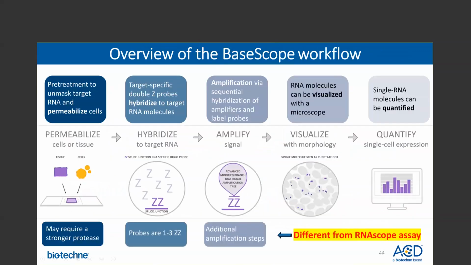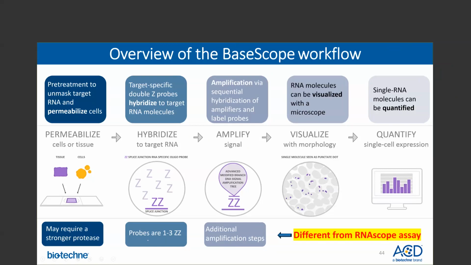Just to give you an overview, the workflow remains very identical to the RNAscope assay, where you do the pretreatment, followed by binding of the target-specific double Z probes, followed by amplification using sequential hybridization of amplifiers, visualization of the RNA molecules under the scope, and quantification. There are 3 points that are different from the RNAscope assay. One is that the BaseScope assay would use a stronger protease, whereas RNAscope would require a weaker protease. This is because we're now trying to look at shorter transcripts.